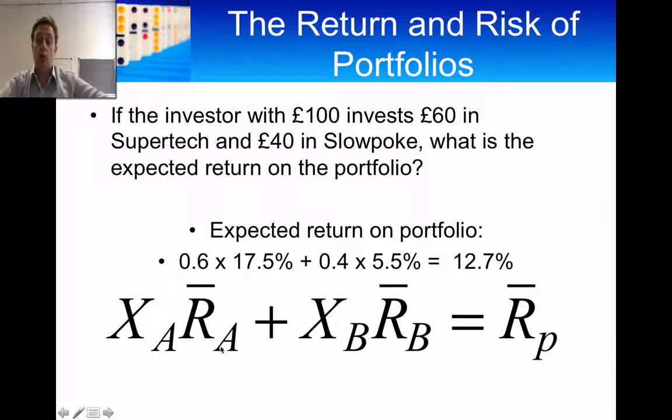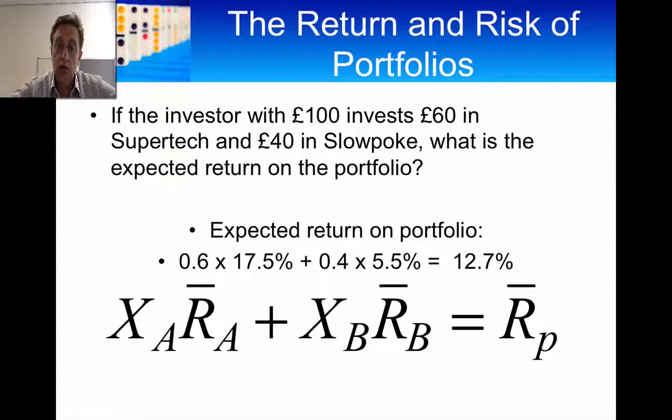X is the weight, R is the expected return. So the weight of Supertech times the expected return of Supertech, plus the weight of Slowpoke times the expected return of Slowpoke, gives you the expected return on your portfolio. And the expected return on your portfolio is 12.7%.